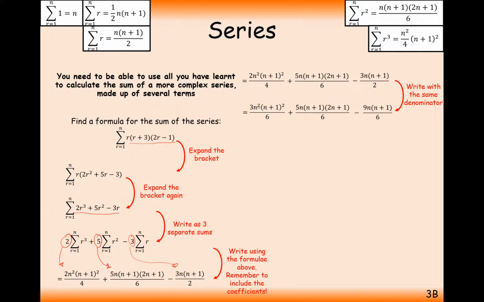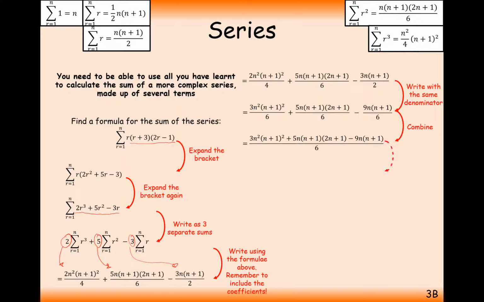So it's 3n squared times (n plus 1) squared all over 6, add 5n(n plus 1)(2n plus 1) all over 6, minus 9n times (n plus 1) all over 6 as well. So we've timesed the top and bottom of this one by 3, kept this one the same, and timesed the top and bottom of this one, we've cancelled out 2, and then we've timesed by 3 afterwards. So now let's group all of this stuff together and put it all over 6.